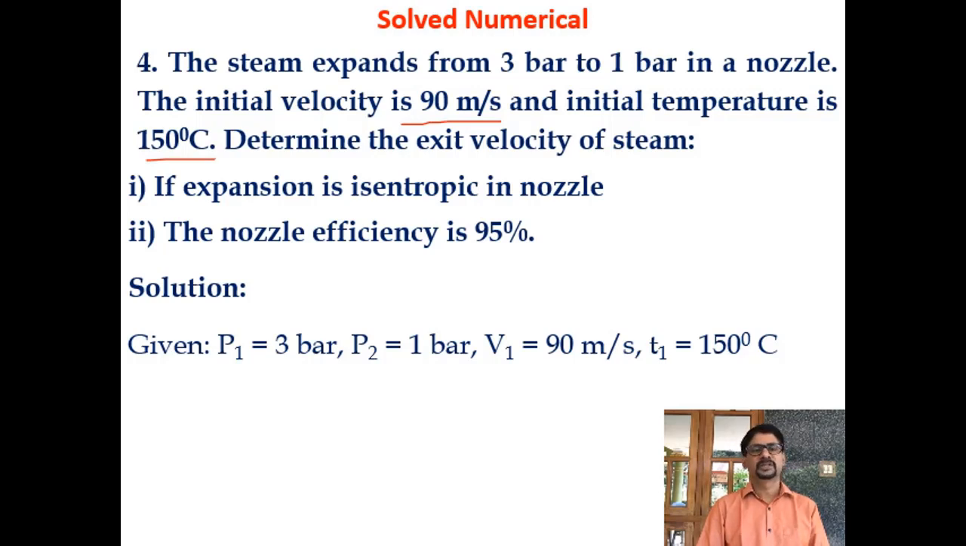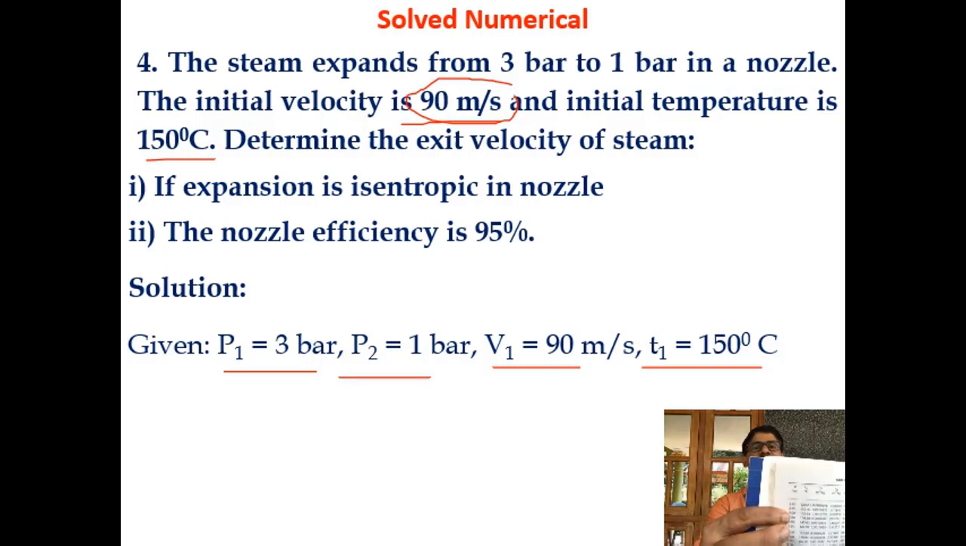So steam expands from 3 bar to 1 bar. So P1 is 3 bar, P2 is 1 bar. Very interestingly, in this problem, the initial velocity is given. So V1 is 90 meter per second and initial temperature is given as 150 degrees Celsius. So the pressure is 3 bar. At 3 bar, the saturation temperature is 135.54 degrees Celsius, and the given temperature is 150. So therefore the steam is superheated.